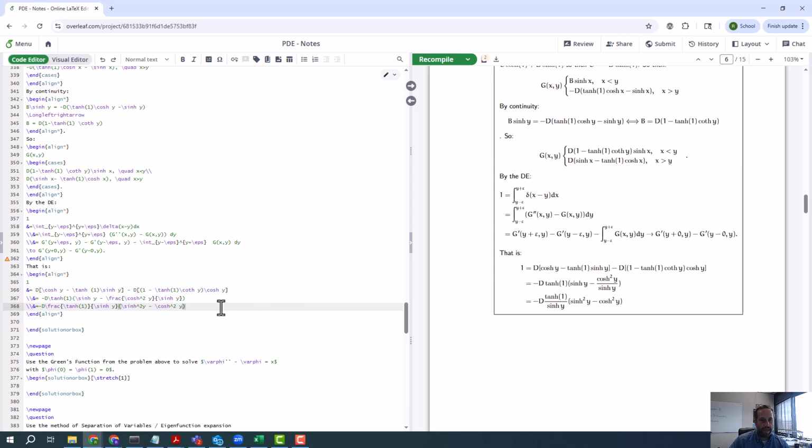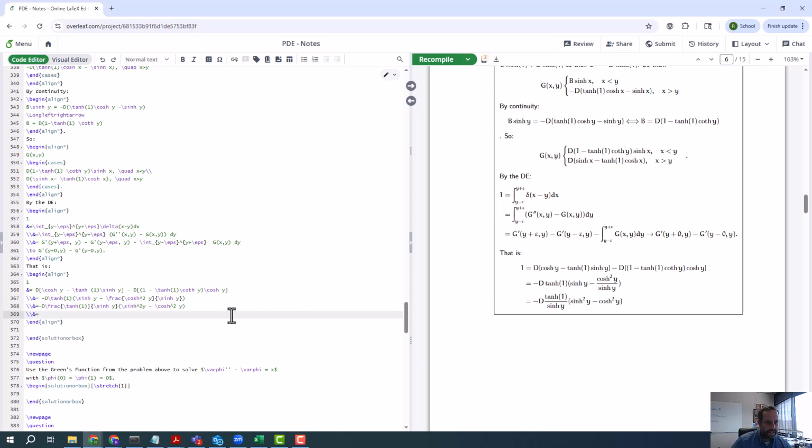So now what we get is this is going to be equal to the following. This is going to be equal to d times this. d times that.